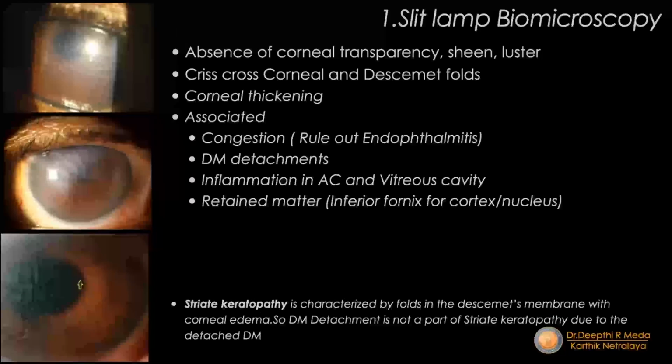Now, clinical assessment. There is a frank and obvious loss of corneal sheen, luster and transparency. There are crisscross corneal and Descemet's membrane folds, or striae keratopathy. There is always an associated corneal thickening. Also, do look for other associated signs like congestion, where you may want to rule out endophthalmitis. Look closely for any DM detachments and any sort of inflammation in the AC which is causing the corneal edema. Also, do look for retained matter, especially in the inferior fornix, when it is retained cortex and nucleus matter.